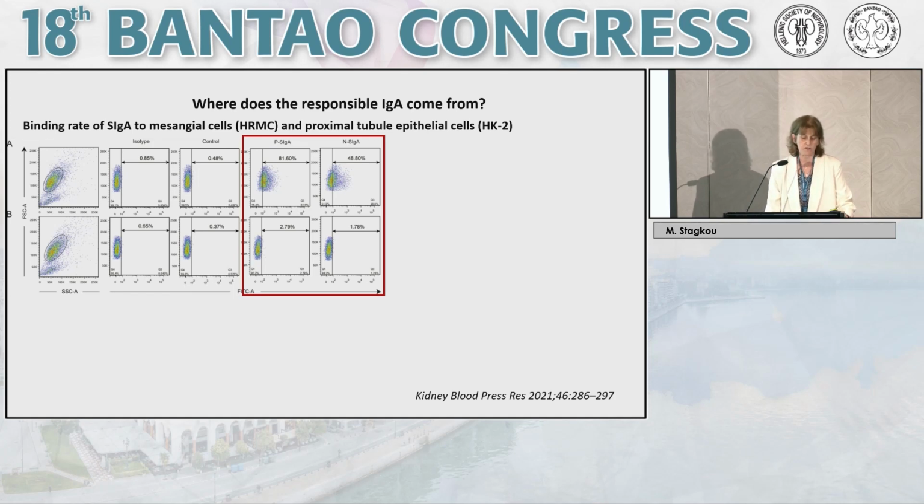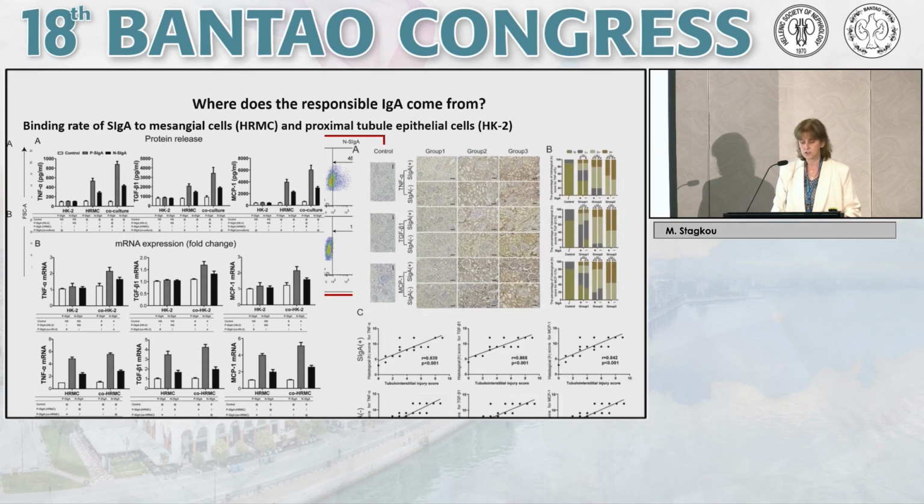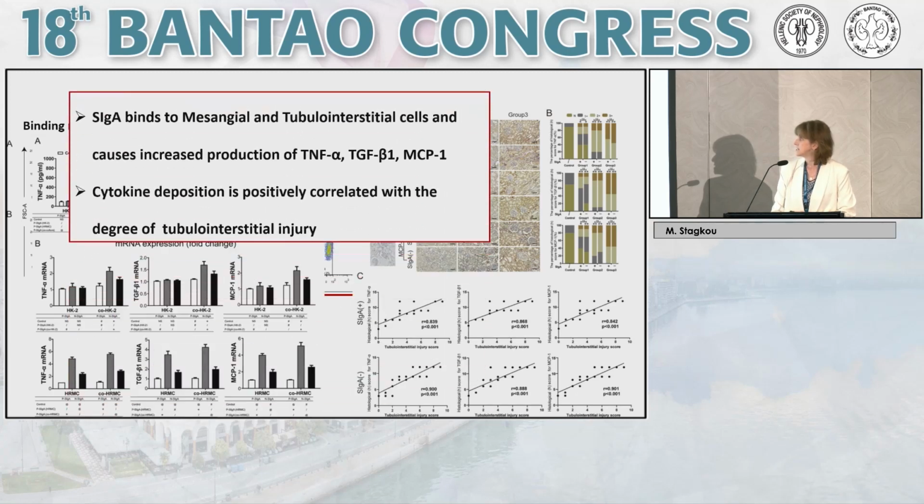The other thing we found is that when we put deficient glycosylated IgA in cell cultures with mesangial cells or epithelial tubular cells, they start proliferating, and they also start to produce cytokines such as TNF-alpha, TGF, and MCP1. And these cytokines are deposited in the glomeruli, and this deposition is positively correlated with the degree of tubulointerstitial injury.